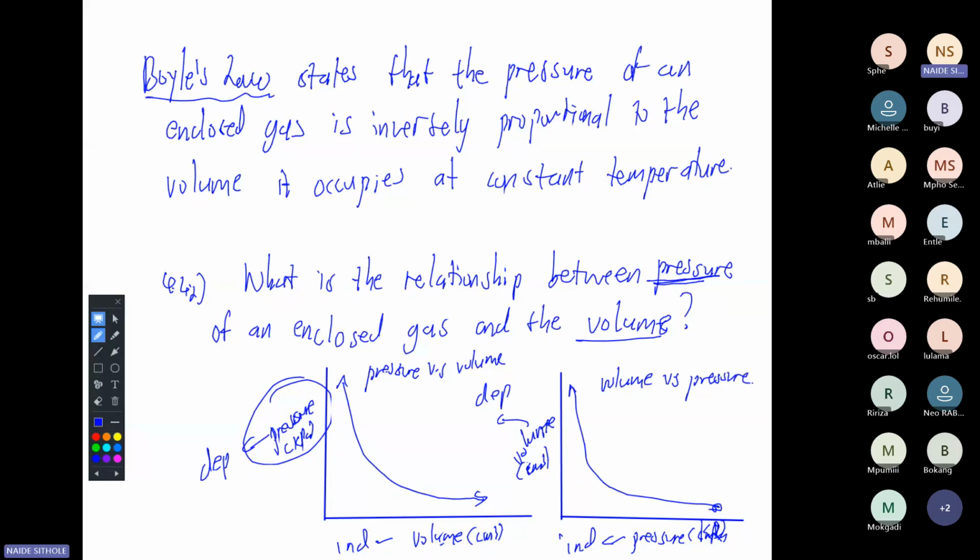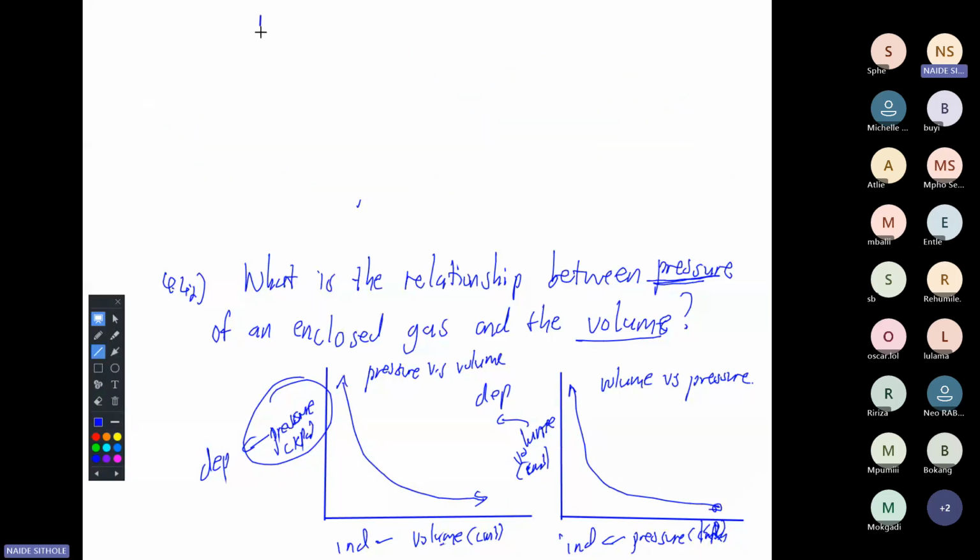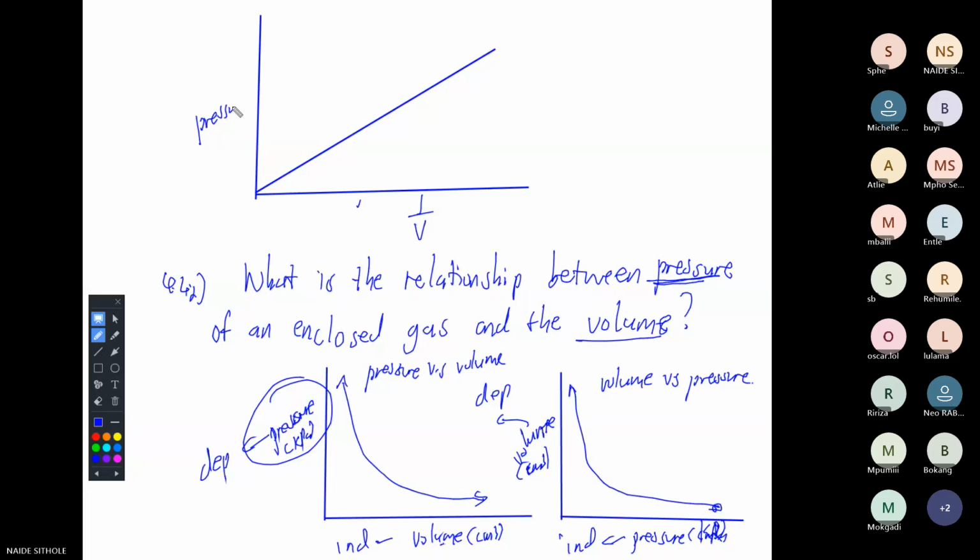Siyahluka lezo zinto lezo. Then even nala siyahluka la. When they are directly proportional, you can have your 1 over V here and then pressure there, or you can have your 1 over V lapha, then pressure this side. Or you can even have 1 over pressure then volume. Yayenzeka. So any that they ask you to draw.